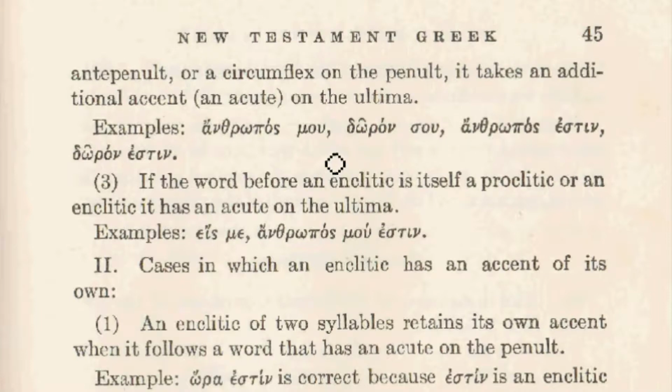Here you see again we have the word mu, only what we notice is that in this case it's not adelphos with the accent on the ultima, but it's anthropos with the accent here on the antepenult. And so this rule says that when you have an acute accent on the antepenult, it couldn't be a circumflex of course, followed by an enclitic, then we need to add an accent. We're just going to throw in an extra accent here on the ultima, so it's anthropos mu.